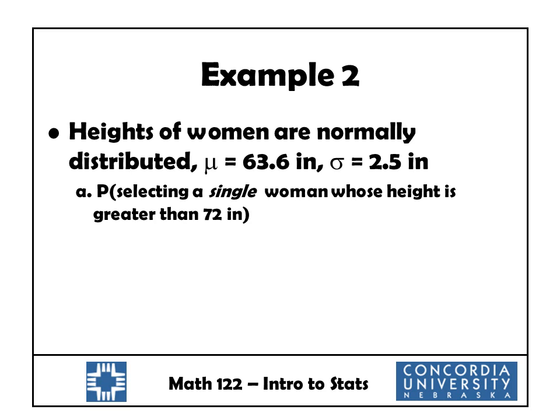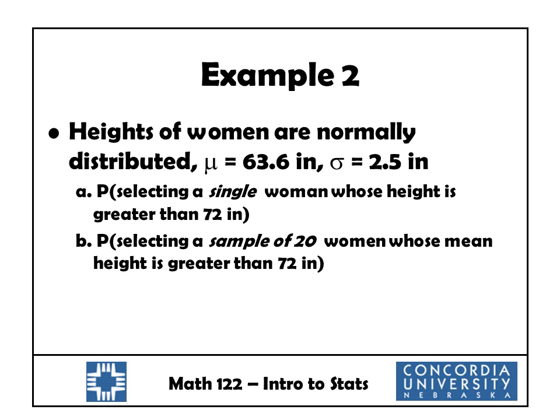First, part A, the probability of selecting a single woman whose height is greater than 72 inches. And then part B, the probability of selecting a sample of 20 women whose mean height is greater than 72 inches. 72 inches is of course 6 feet. So the first one is the probability of selecting a single woman greater than 6 feet. Part B is the probability of a sample of 20 women whose mean height is greater than 6 feet.